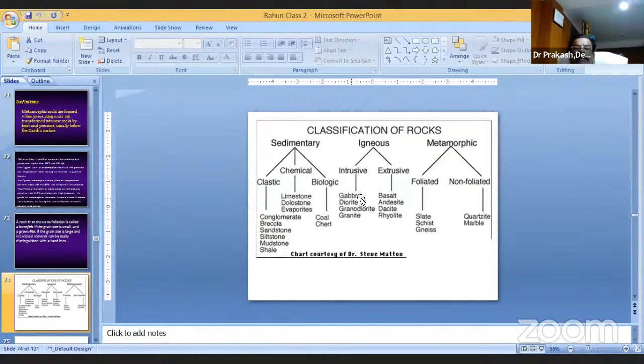Intrusive rocks: gabbro, diorite, granodiorite, granite. So extrusive: basalt, andesite, dacite, rhyolite are the examples. Metamorphic rocks, foliated: slate, schist, gneiss, and non-foliated: quartzite and marble.